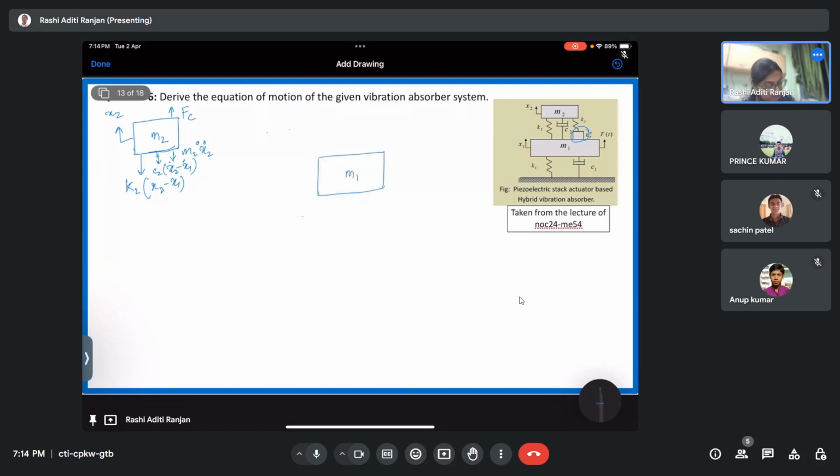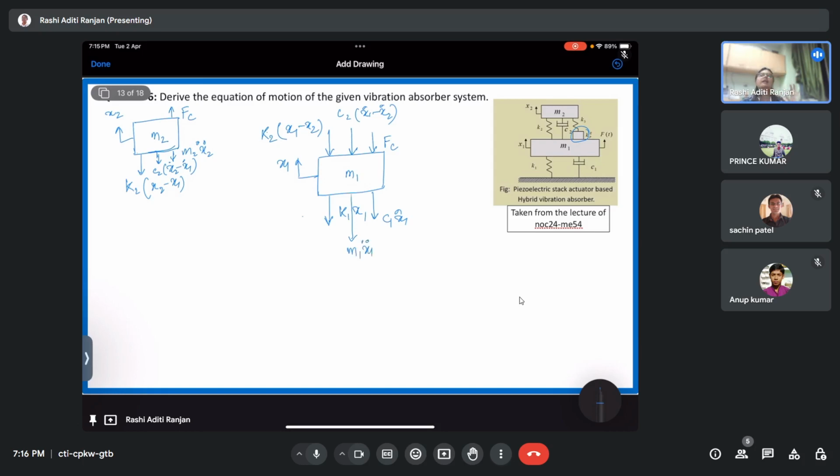Here you have M1 with X1. It will experience a force like this, which would be K1 X1. Apart from that, it is going to have a force because of the spring which is attached above M1, which is going to be your K2 (X1 minus X2). It is going to have a damping force C2 (x1 dot minus x2 dot), a damping force over here also, which will be C1 x1 dot, and apart from that it is also going to have a force which is due to the piezoelectric stack actuator, which is going to be your Fc. Okay, and then you're going to have an inertia force m1 x1 double dot.